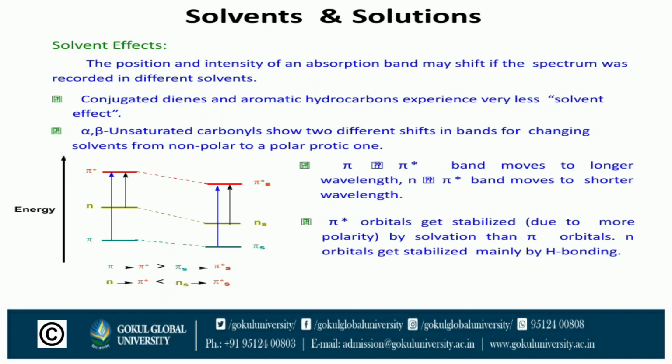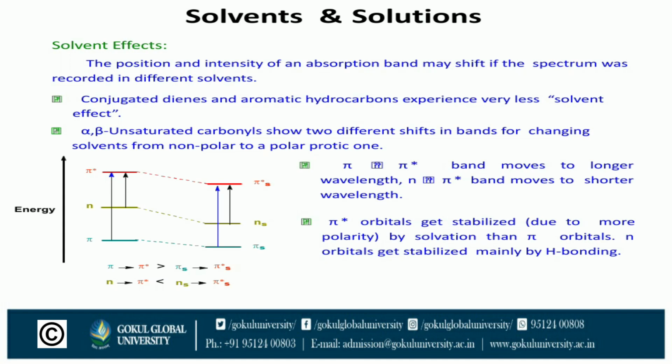Now the solvent effect. The position and intensity of an absorption band may shift if the spectrum was recorded in different solvents. Conjugated dienes and aromatic hydrocarbons experience very little solvent effect. Alpha beta unsaturated carbonyls show two different shifts in bands when changing solvents from non-polar to a polar protic one. Here, the pi to pi star band moves to longer wavelength and the n to pi star band moves to shorter wavelengths.